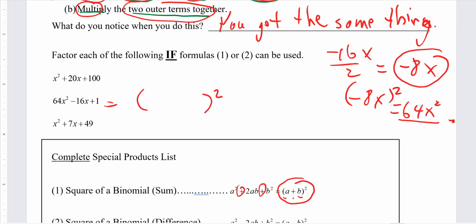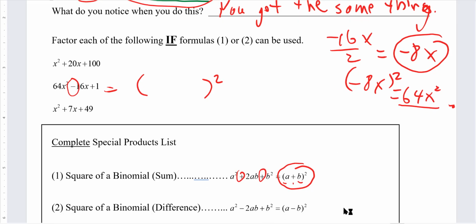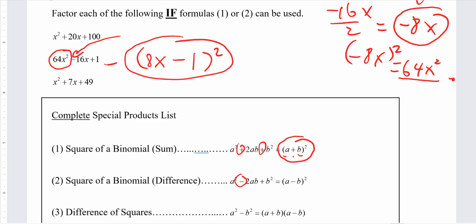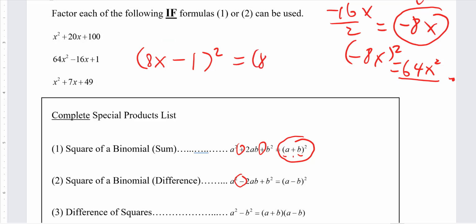So the answer is going to look something like that. Now this time there's a minus here, so that tells us we're going to use the formula that has the minus there. The formula basically says this. You ask yourself, what would you square to get 64x squared? You'd square 8x. What would you square to get 1? You would square 1. Because there's a minus there, you put a minus. That is how it factors. That is the answer. Or if you prefer, you can write it as 8x minus 1 times 8x minus 1.